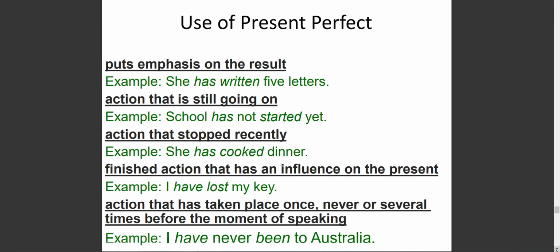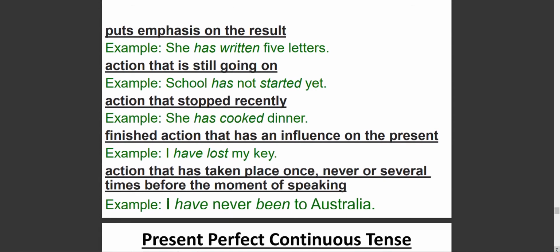Right? Action that stopped recently. Example: she has had dinner. هذا فعل انتهى. Right? مؤخرا. Action that has influence in the present. Example: I have lost my key.